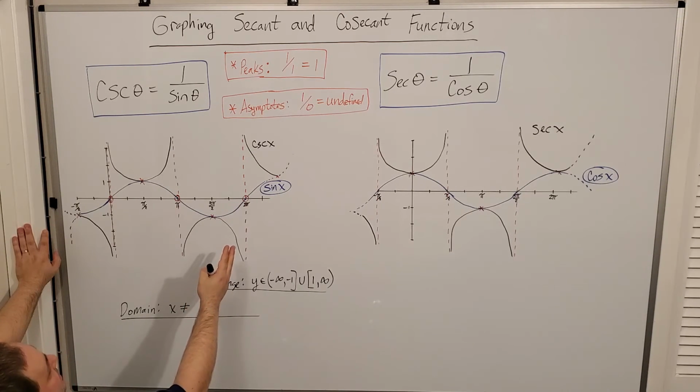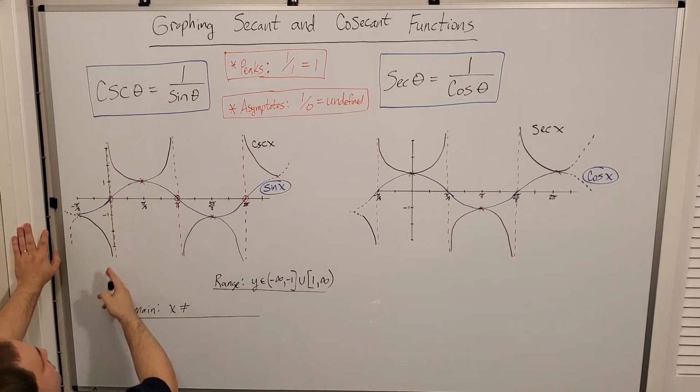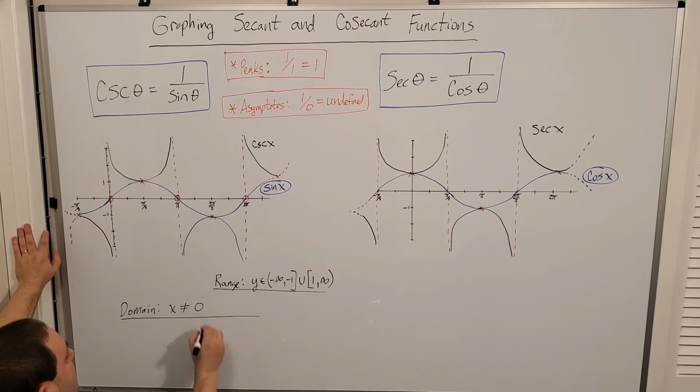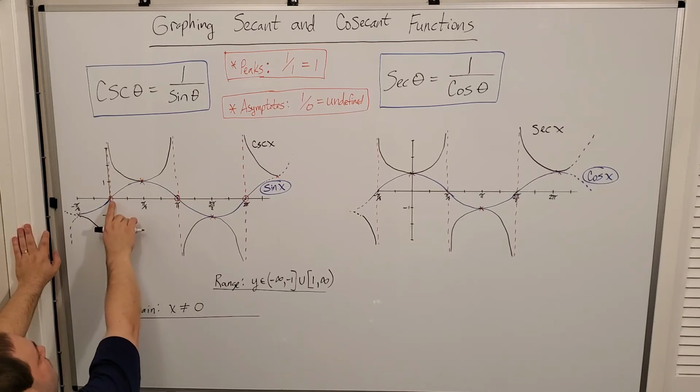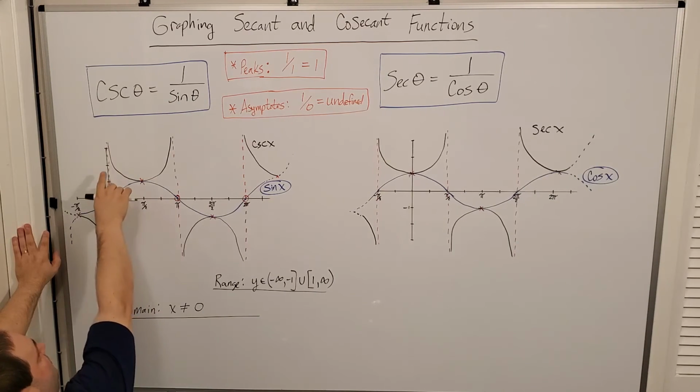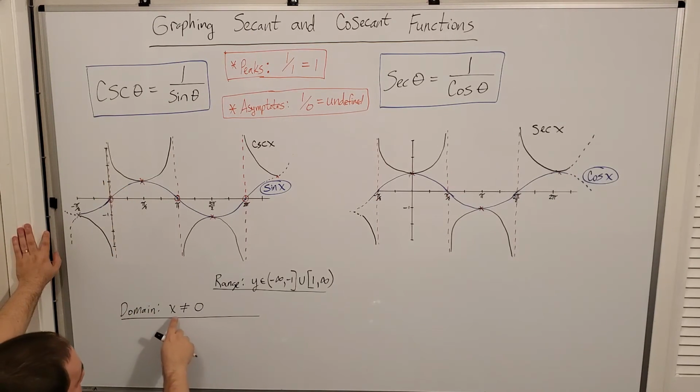Now pick an asymptote. This will be easy. I'll pick right here, 0. X cannot be 0. That's true. Right here, 0 is one of your vertical asymptotes, and this is an absolutely true statement. Make sure you start with a true statement.